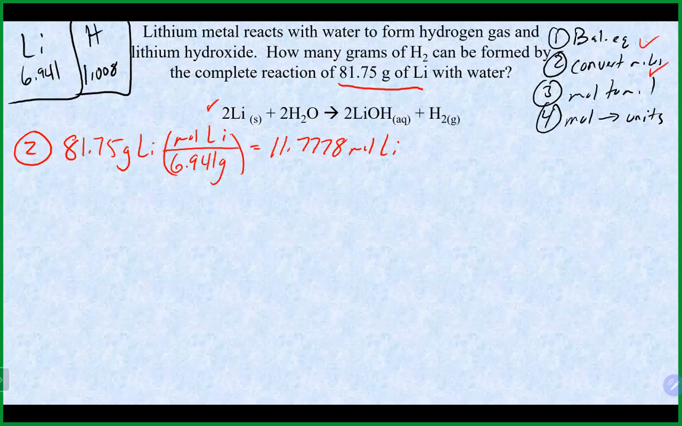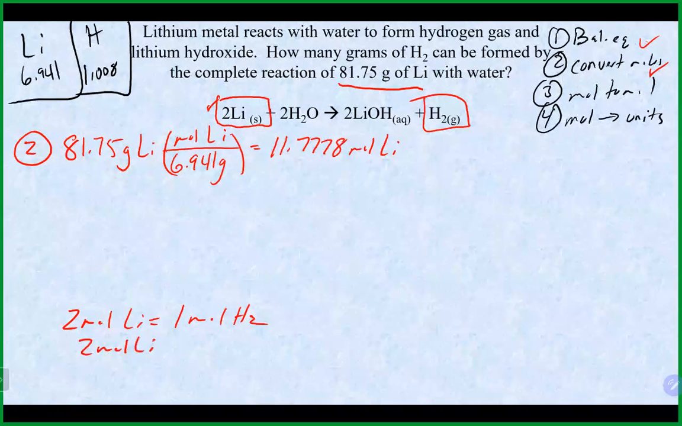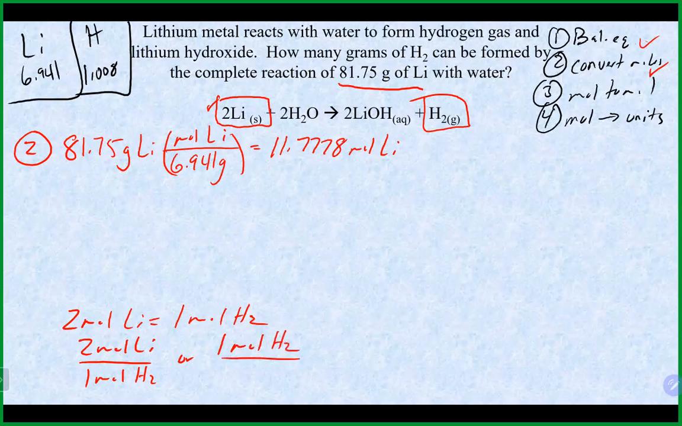Step number 3 is really the stoichiometry problem. It is the same relationship that we saw in the previous part of this problem, which is basically a 2-to-1 relationship. So for every 2 moles of lithium from the equation, we get 1 mole of hydrogen, giving us our 2 conversion factors that we could use. In this case, we do want to get rid of lithium and end up with hydrogen, so we'll use the one on the right.